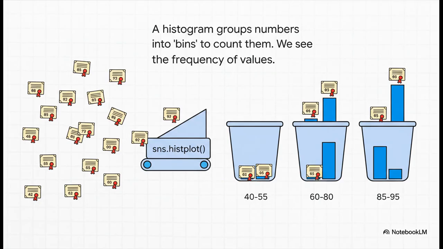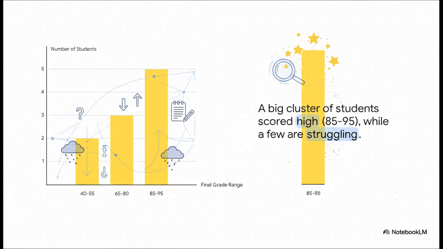Now, just think of it like this. We're sorting all the grades into different buckets, or what we call bins, and then we're just counting how many students fall into each bucket. The command sns.histplot does all this for us, and it looks great. Now, take a look at the story this is telling us.